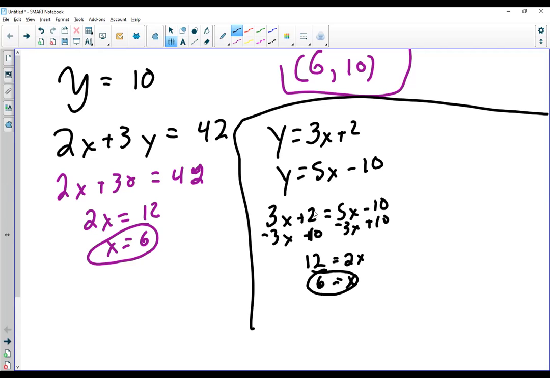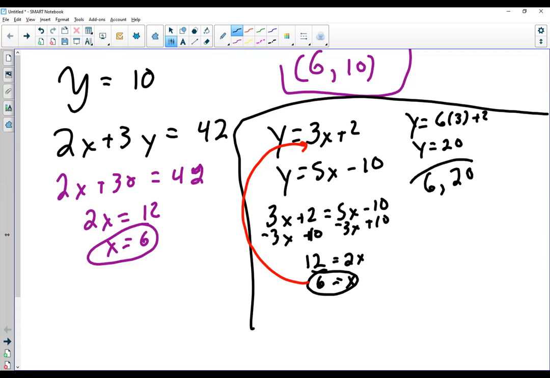So then you're going to take that x equals 6 and you have to plug it into one of your original equations. Doesn't matter which one. I'll do the top one because it has smaller numbers. Y equals 6 times 3 plus 2, 18 plus 2, y equals 20. Make sure you write your answer as a coordinate point. So 6, 20. If we just left it as x equals, I wouldn't mind, but when you have multiple variables, you need to write it in coordinate points. So just get used to it.